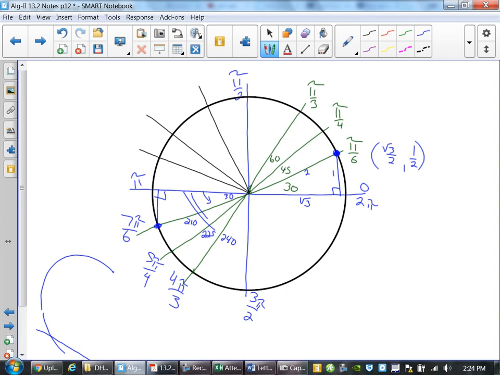Yes ma'am? What's 7 pi over 6? I'm taking 1/6 pi and I'm adding 1 pi. When you add fractions, you're adding common denominators. 6 plus 1 is 7.